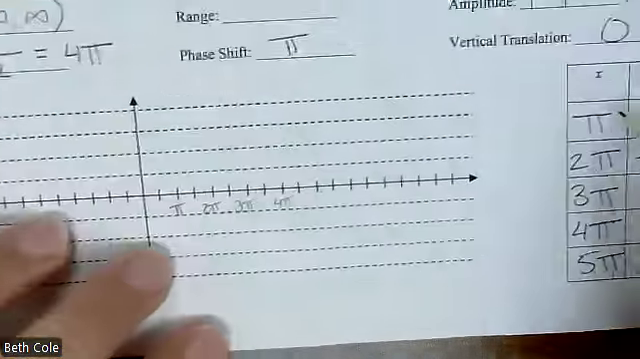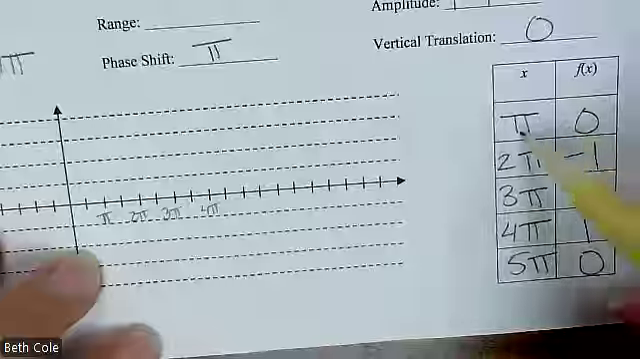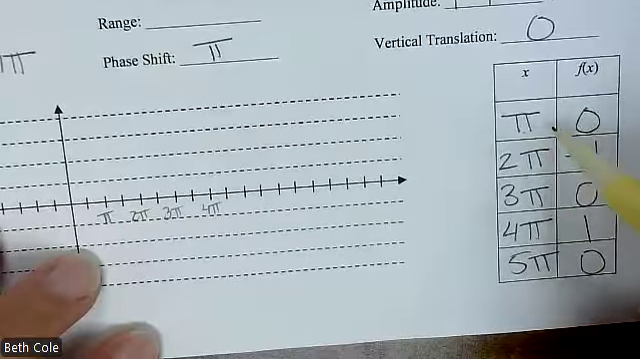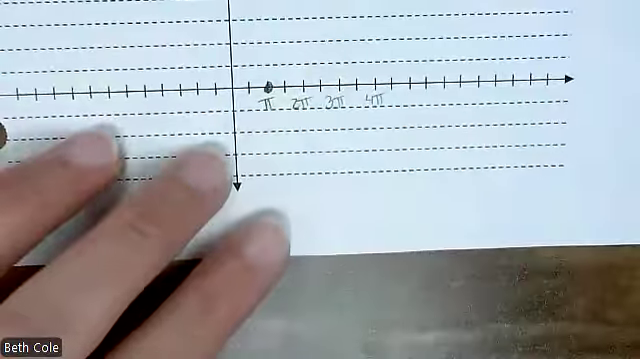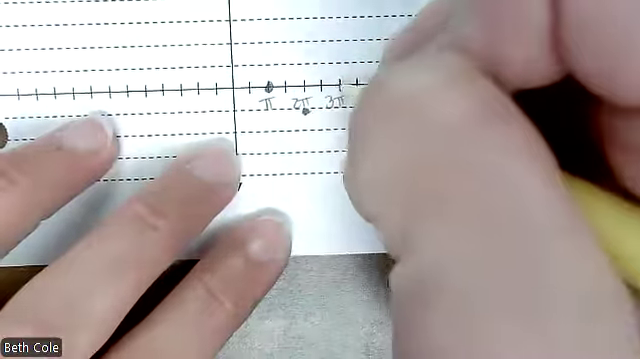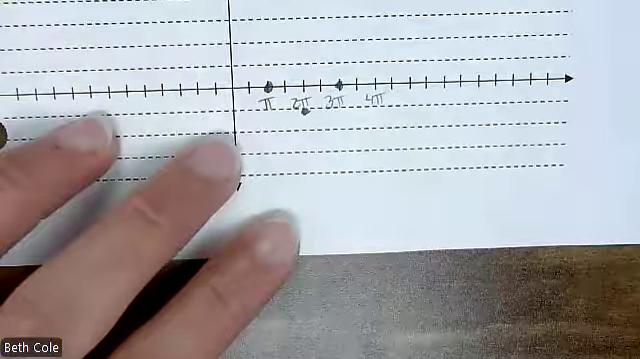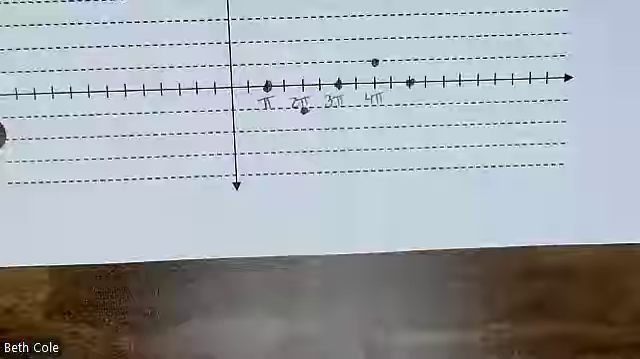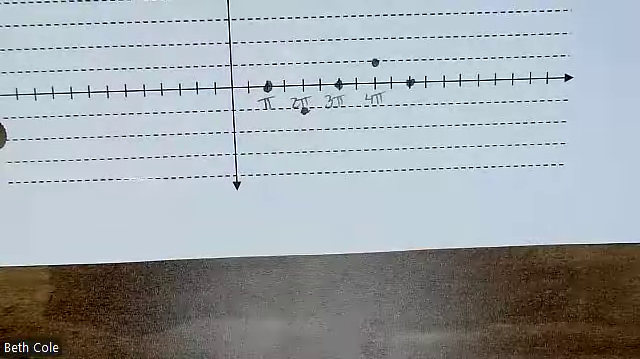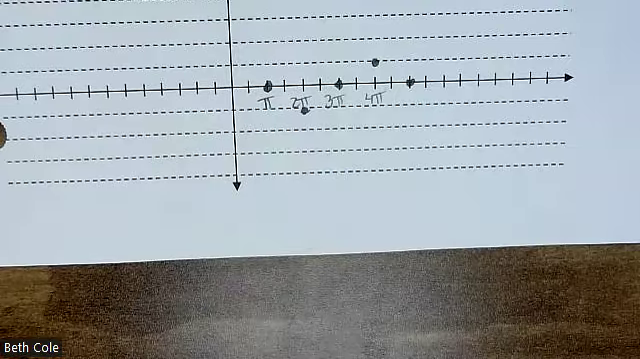And now we're going to plot our points. We start at pi, 0. Do you see where I'm getting that from? Right here, pi is 0. And then we go down to -1, back to 0, +1, back to 0. And I just want you to continue that for one more cycle. It should be a total of 9 points.